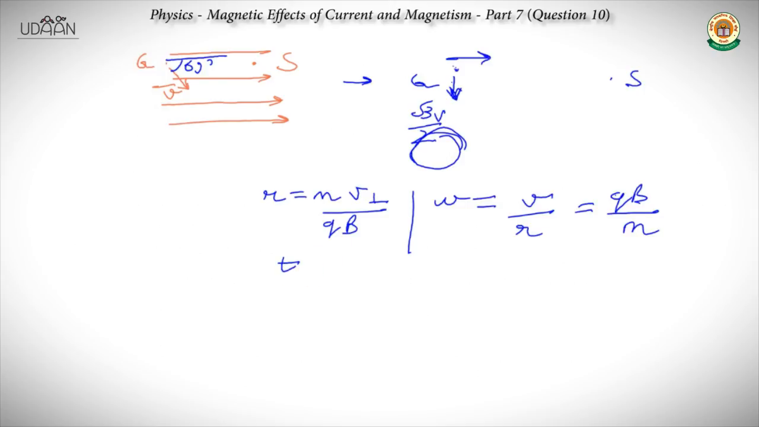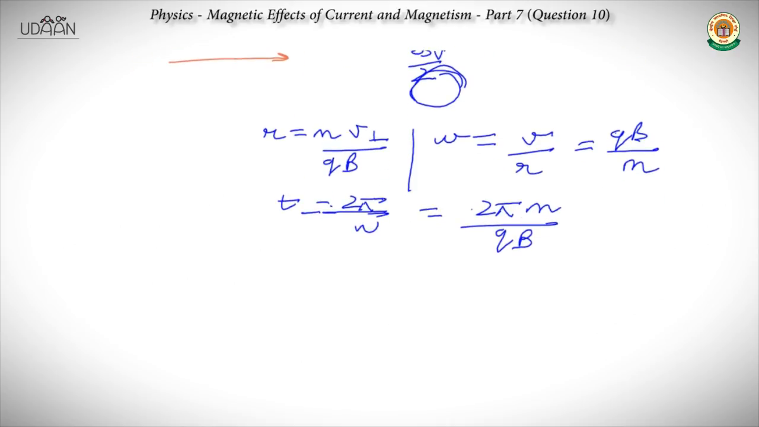And say we have to find the time in which it completes one rotation. That will be 2 pi by omega. Omega is the angular velocity and 2 pi is the total angular distance, because it completes the whole circle. T equals 2 pi by omega, which is equal to 2 pi m by qB.